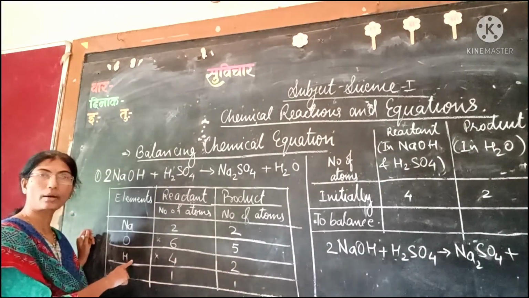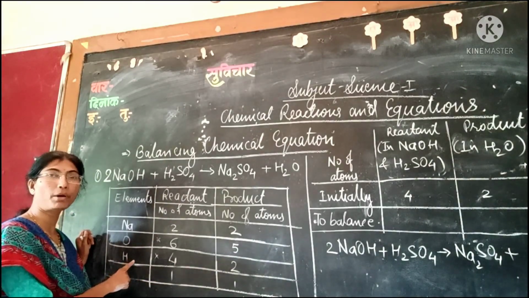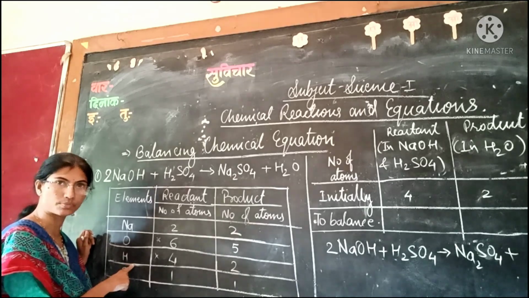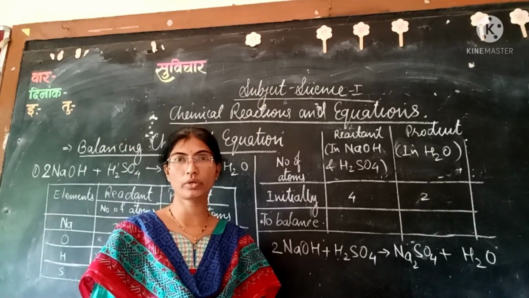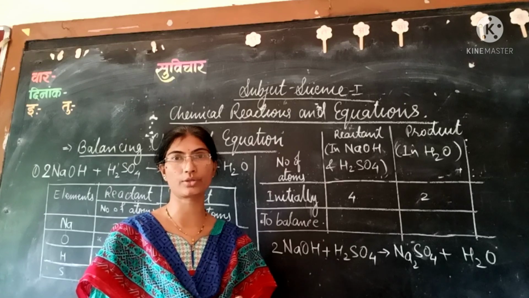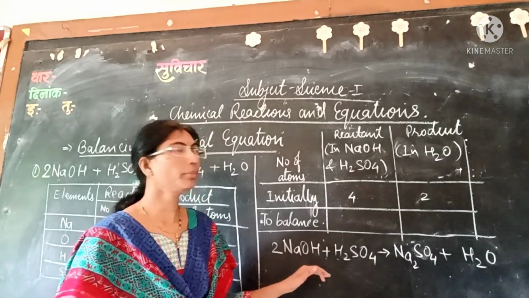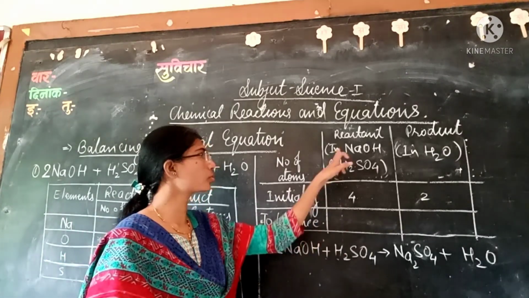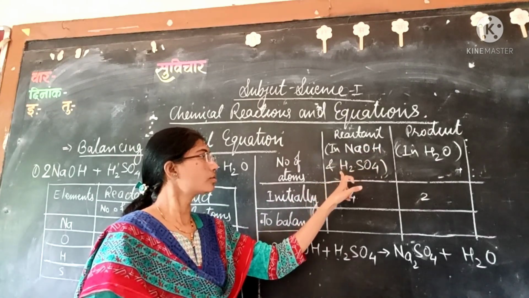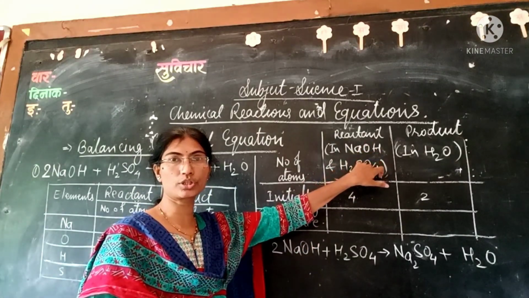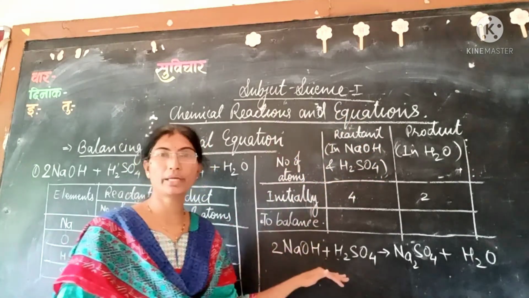So which compound are we going to choose? The compound which contains hydrogen atoms. So which compound are we going to take? The compound that contains hydrogen. Here in the chemical reaction there are 2 compounds, sodium hydroxide and sulfuric acid. Here both have hydrogen present. So again we will make a table.